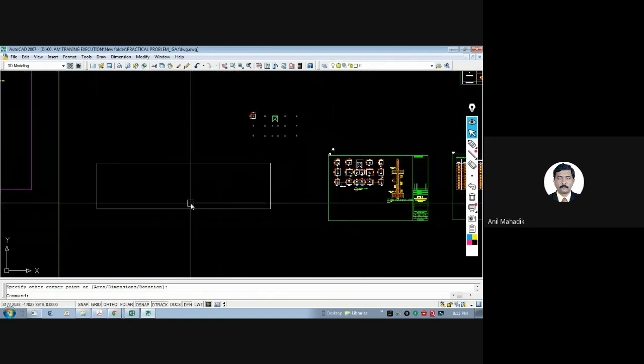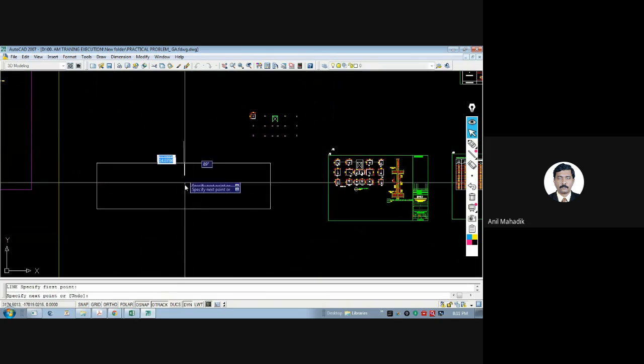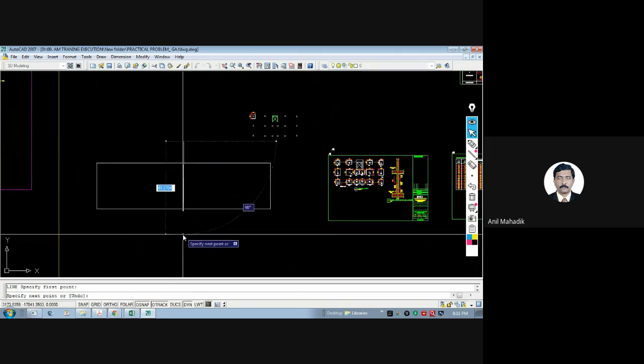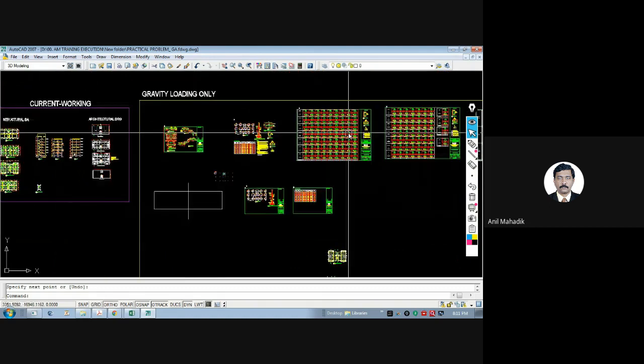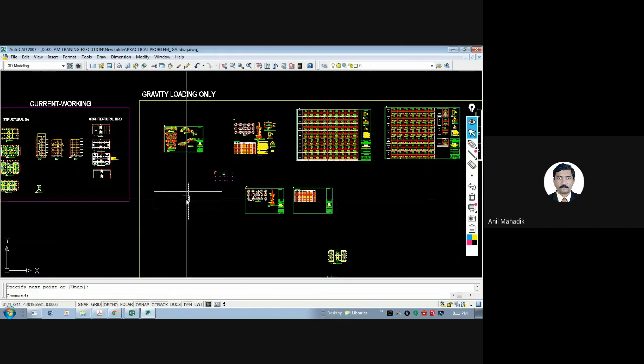In that case, what we do, we split that building in two parts. Because there is no other choice. I don't have the paper. Either you can reduce the scale, or if you are not in a position to reduce the scale, then split the building in two parts.